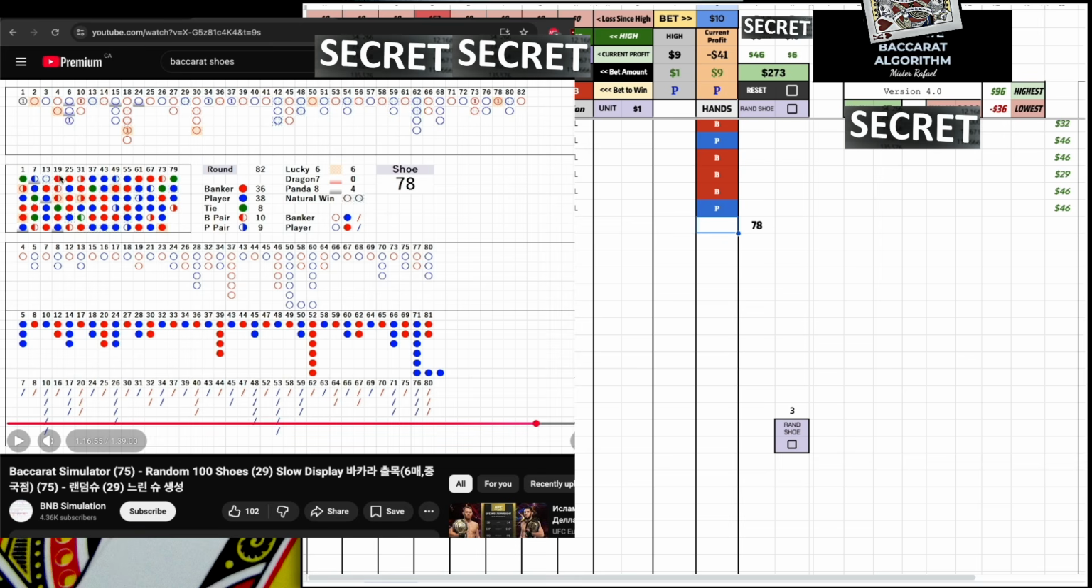Again, if you're following me, the first result of this shoe is a tie. So the first non-tie result is banker, okay? All right, here we go. Shoe 78.